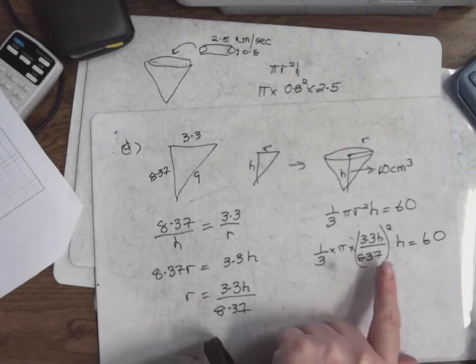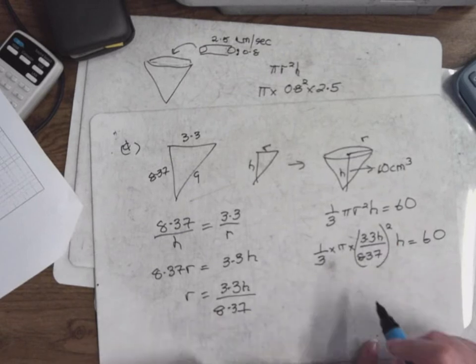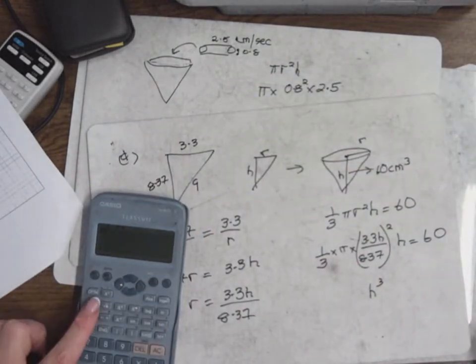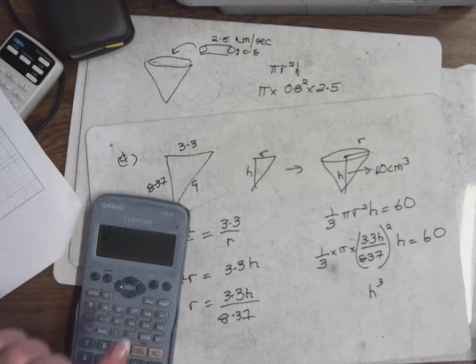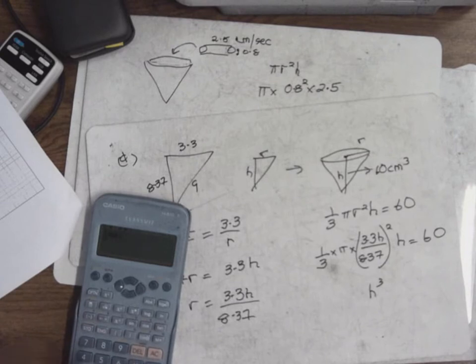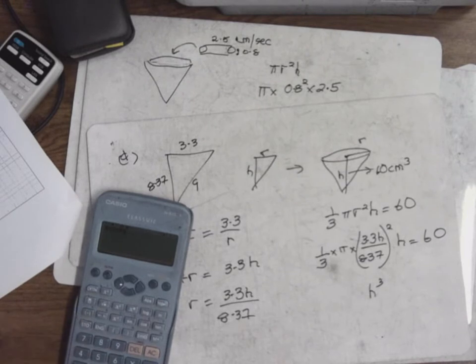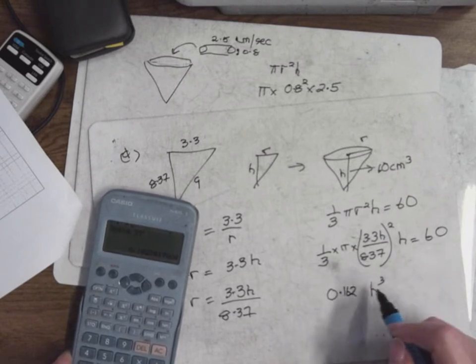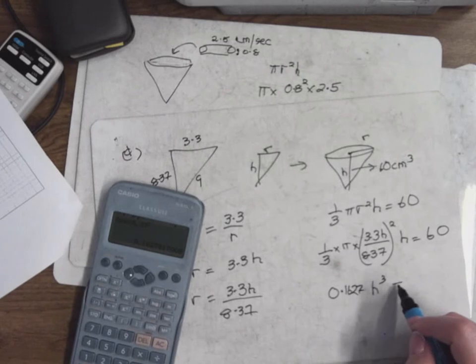Okay, can't you? Because it's just one H. So what you do is you multiply 1/3 multiplied by pi multiplied by 3.3 squared, and you divide by 8.37 squared, equals, I'm thinking I'm getting 0.1627 H cubed. When you work all that out, equals 60.